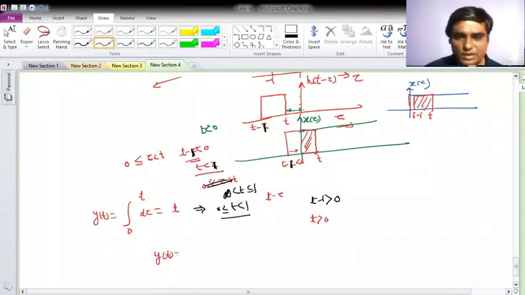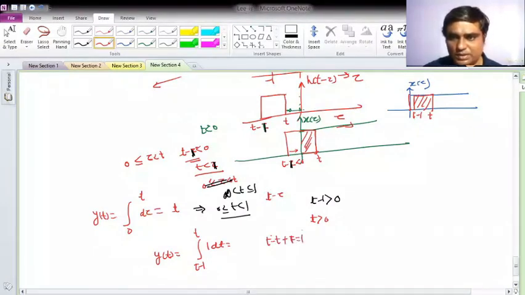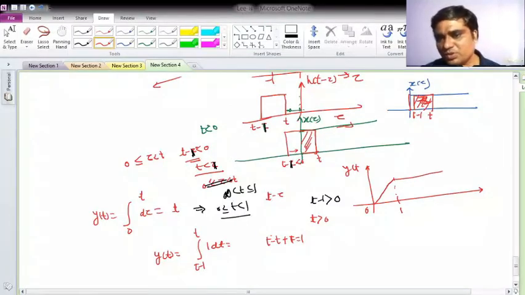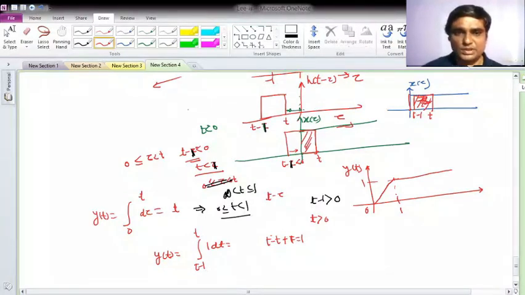Okay, so what will be my y of t? Y of t will be the integral from t minus 1 to t of the overlapping area, 1 dt. Okay, so it will be some constant, right? So t minus t plus 1, it will be a constant area. This is constant area. So how is the y of t for this problem? From 0 to 1, your overlapping area is increasing linearly, and from 1 onwards, what is happening? Your overlapping area is constant. So this is my resultant y of t. This way you can determine the y of t using the convolution integral.